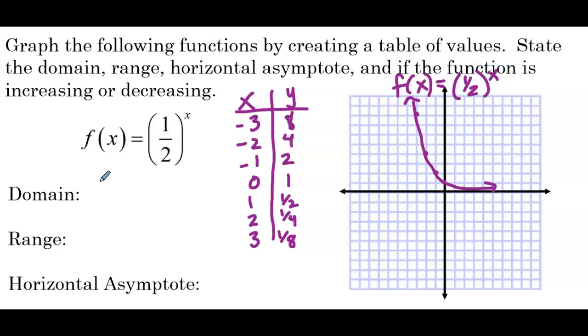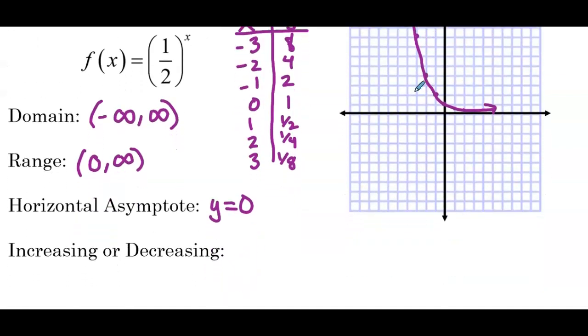So as we go left to right, our domain is all reals, -infinity to infinity. Again, that means we can plug any x value that we can think of. Our range, again, the fractions get smaller and smaller, closer and closer to 0, but never actually get there. So our range is 0 to infinity. The horizontal asymptote, so again, the values get closer and closer to y equals 0. So y equals 0 is the horizontal asymptote. And then as we go from left to right, the y values are getting smaller, they're going down. So our function is decreasing.